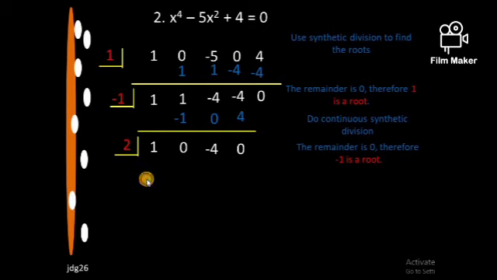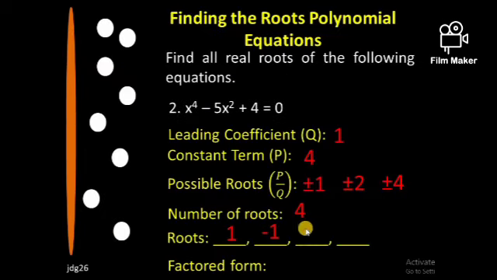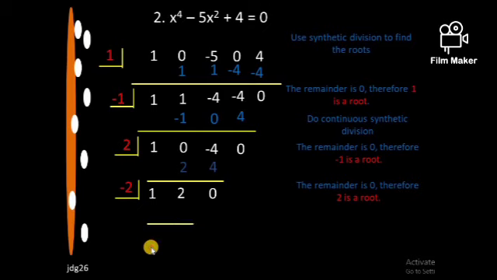Let us try 2, positive 2. Bring down the first number, 1 times 2. So, we have 2. 0 plus 2 is 2. 2 times 2 is 4, negative 4 plus 4 is 0. So, 0 ulit. Since the remainder is 0, therefore 2 is a root. And then, lista na natin ulit ang ating next root. Isa na lang ang natitira natin. So, we have, let us try negative 2 naman.